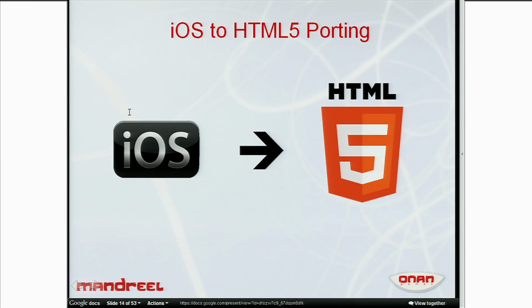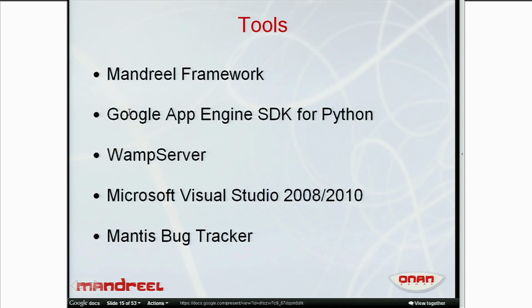So I'm going to talk about the process of moving from iOS into HTML5. These are the tools we use. Of course, the Mandreel framework to help us with the problem of the language, the problem with C++. We use the Google App Engine SDK for hosting the games, WAMP server for testing, Microsoft Visual Studio 2010 and 2008, and Mantis Bug Tracker.